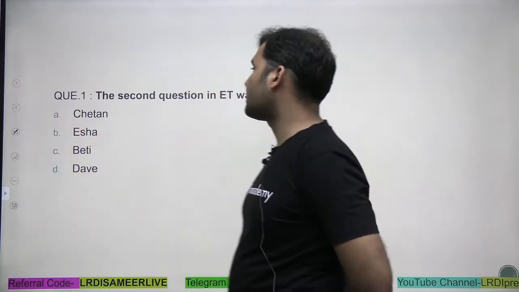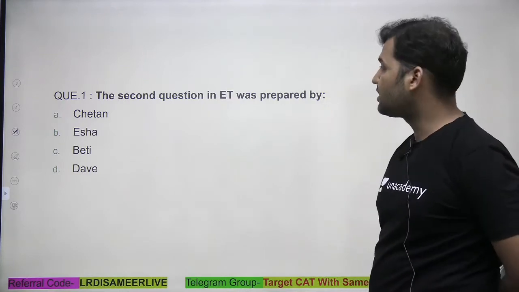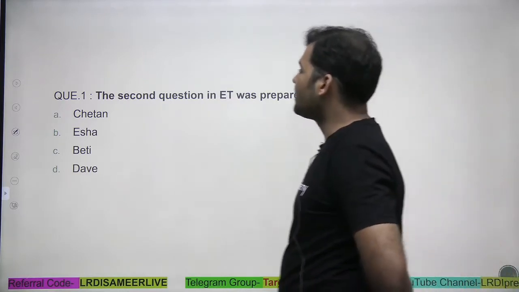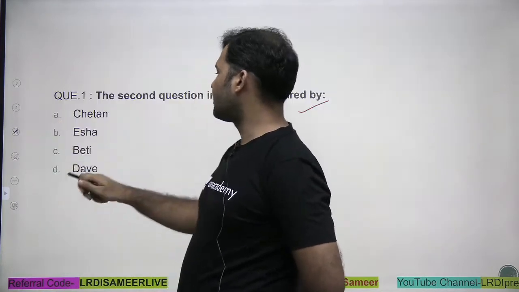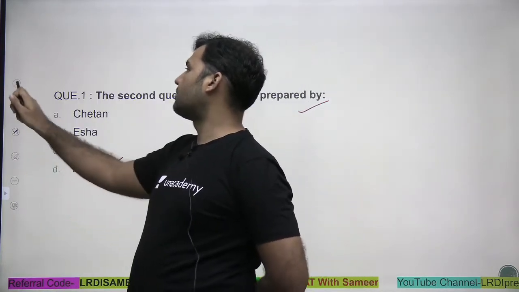One of the best sets I have ever seen in CAT exam. This was asked in 19 slot 2. The second question in ET was prepared by Dev, so answer would be D option, right?